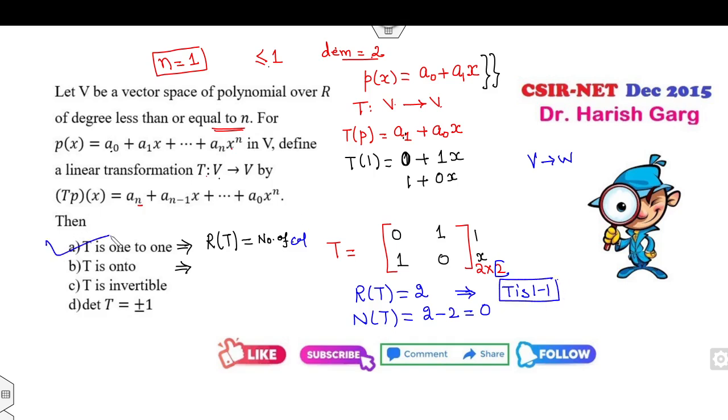So if T is 1-1, T is a mapping from the same space to the same space. T is also onto. T is invertible. Determinant is -1. Determinant is plus or minus 1.